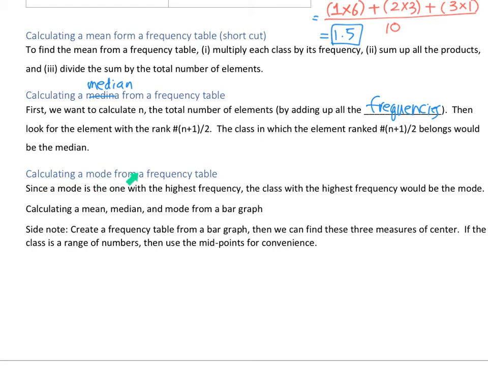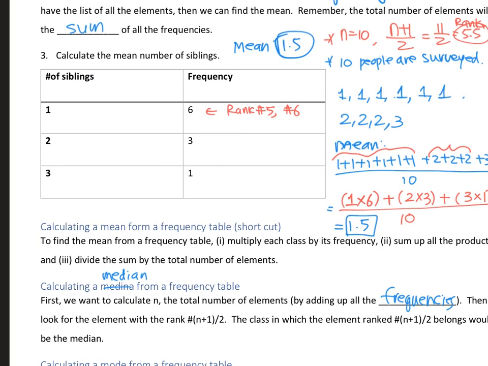Calculating the mode from the frequency table. Again, mode is the one that occurs most often. Since the mode is the one with the highest frequency, the class with the highest frequency will be the mode. Oh, that's easy. So let's look at this. For our example, 6 was the highest frequency out of 6, 3, 1. So this will be my mode. Mode is also 1 for this example.